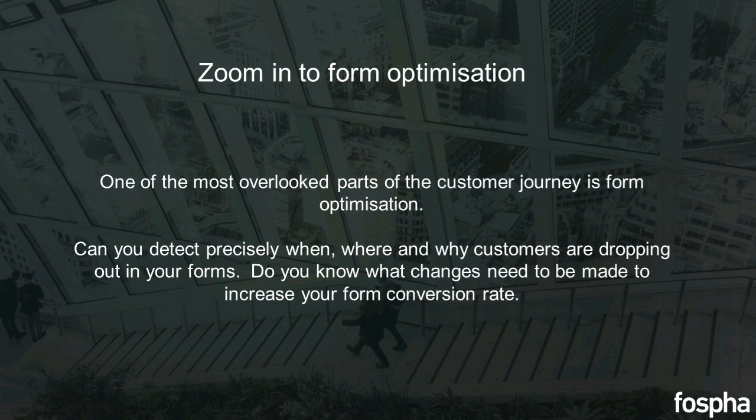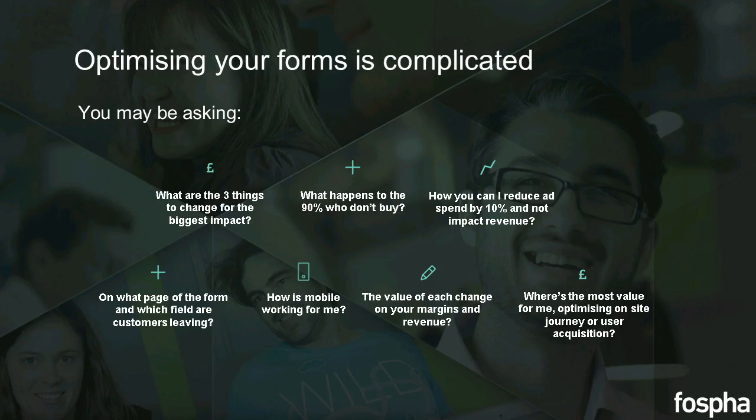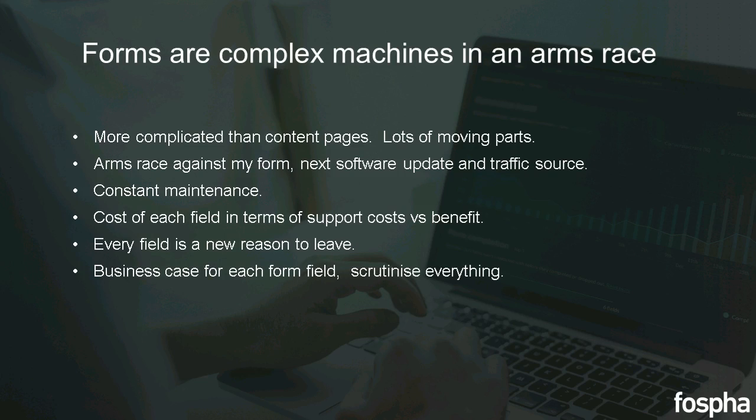So I guess the question we often ask is, do you know exactly where customers are dropping out, and do you know what changes need to be made? And we find that gets tough once you start going down those specific questions. For example, I challenge everyone to say, could they write down now the 3 things that have the biggest impact on their forms? Do they actually really know how mobile is working for them? And if they make a change, do they really know what impact that has on their margin? I don't really care about clicks or page impressions, what it actually does to bottom line revenue. So it can be complicated optimizing forms.